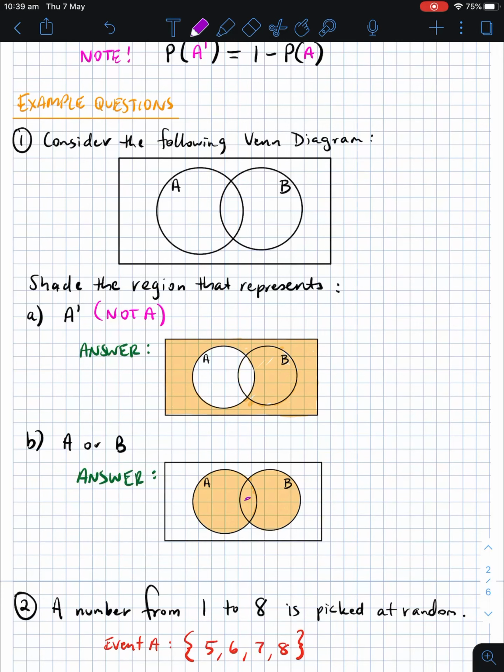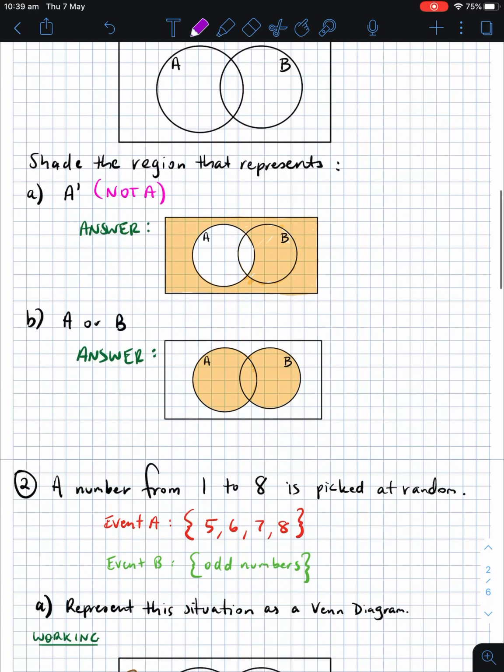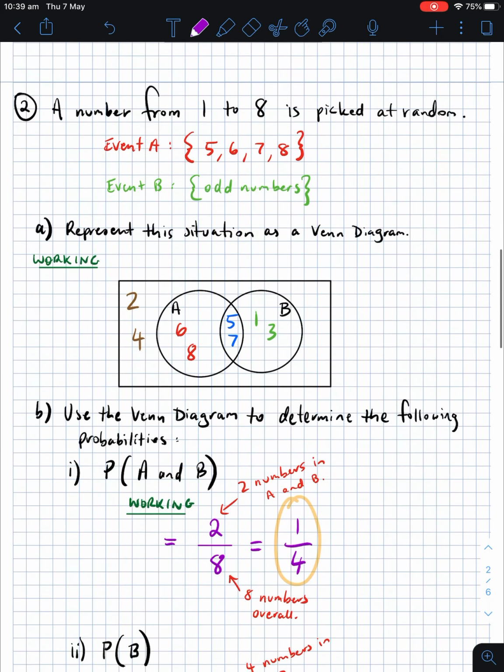And if you're in the middle, you're in A and B, you're still in one of these circles, so it's still fine. You're actually in both. Okay, question 2. A number from 1 to 8 is picked at random. So this is sort of the experiment. And now we've got some events.